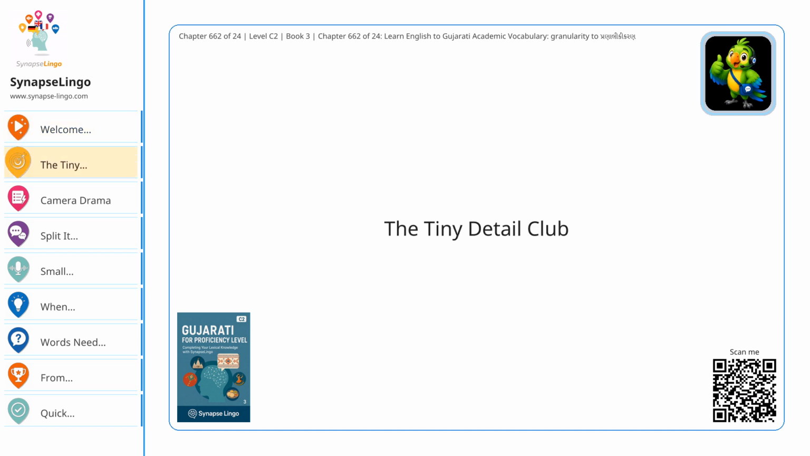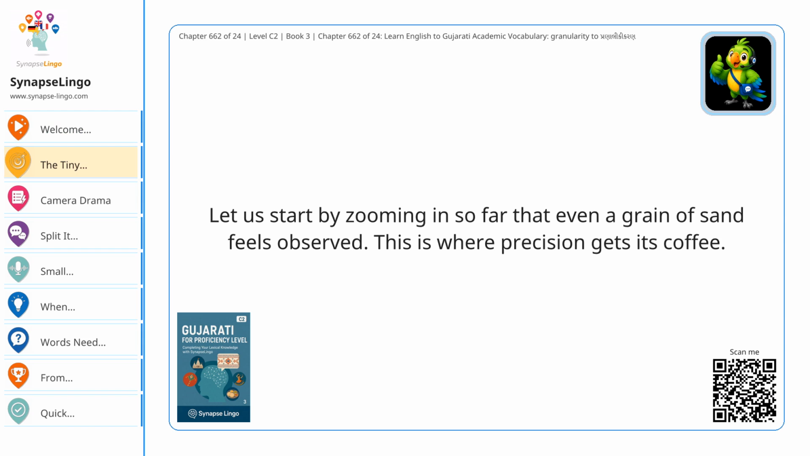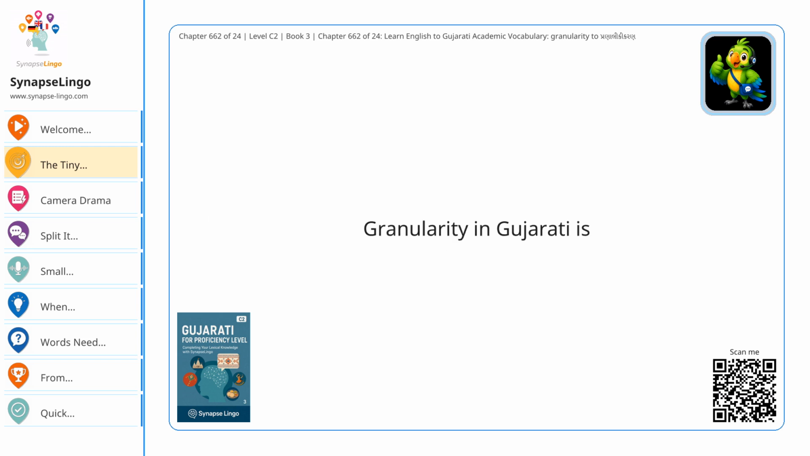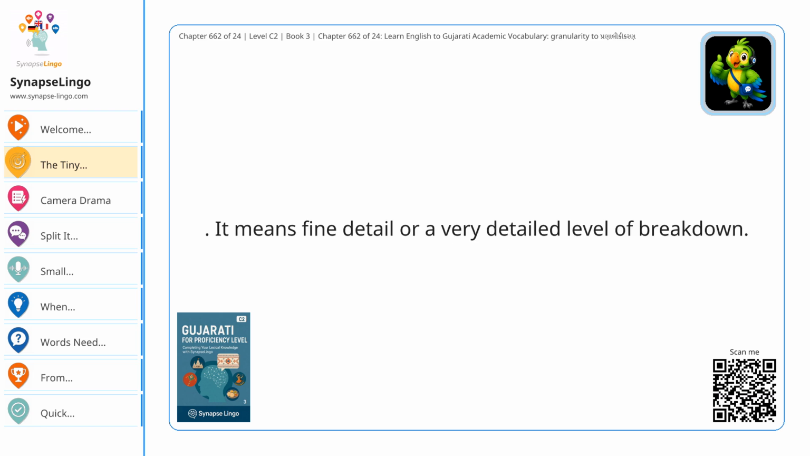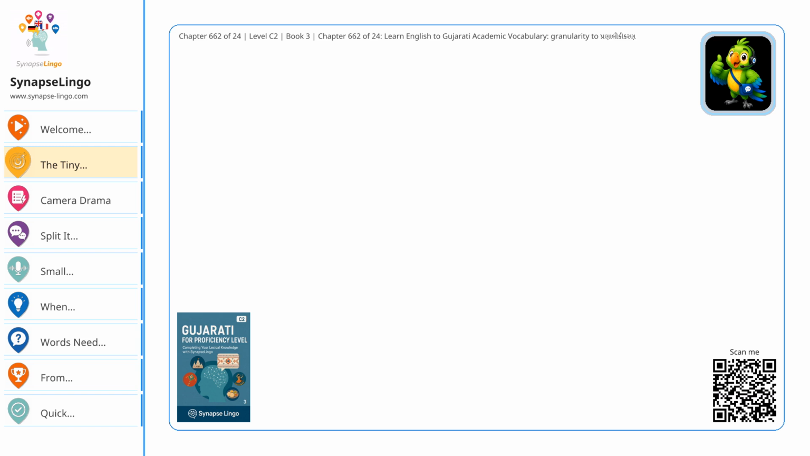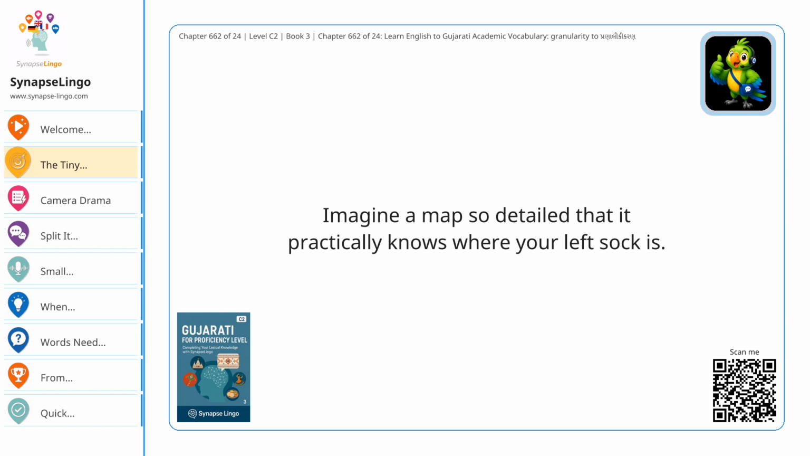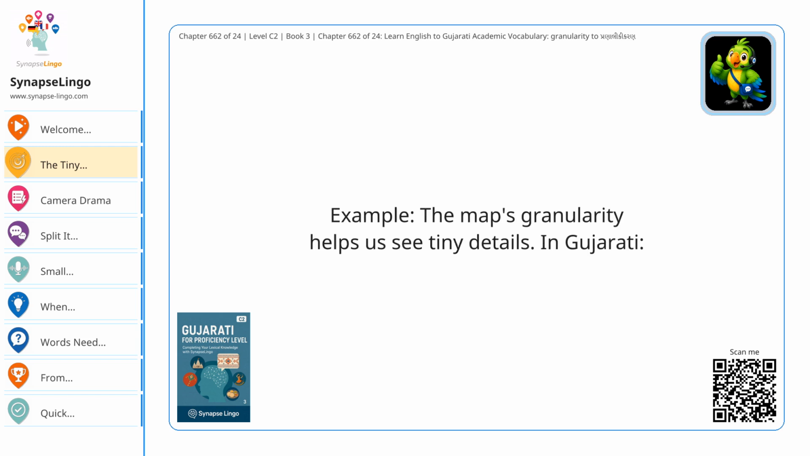The Tiny Detail Club. Let us start by zooming in so far that even a grain of sand feels observed. This is where precision gets its coffee. Granularity in Gujarati is સૂક્ષ્મતા. It means fine detail or a very detailed level of breakdown. Imagine a map so detailed that it practically knows where your left sock is. Example. The map's granularity helps us see tiny details.